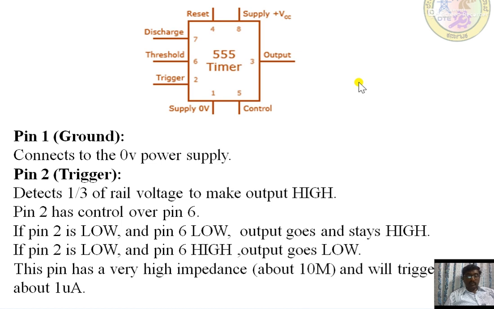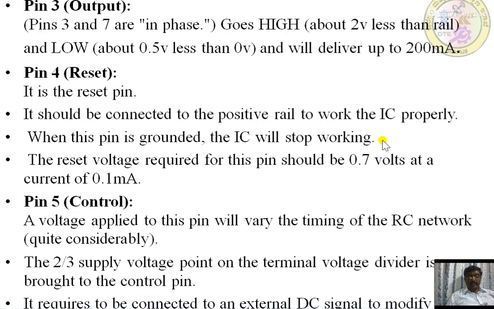If pin number 2 is low and pin number 6 is low, the output goes and stays high. If pin number 2 is low and pin number 6 is high, the output goes low. So we say that pin 2 has control over pin number 6. Next, this pin has a very high impedance.